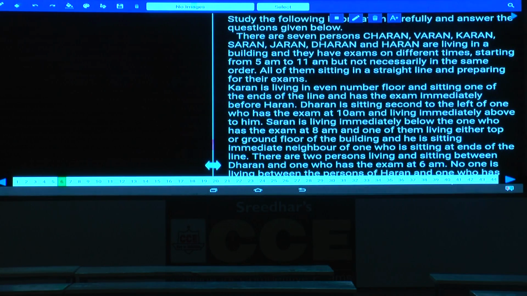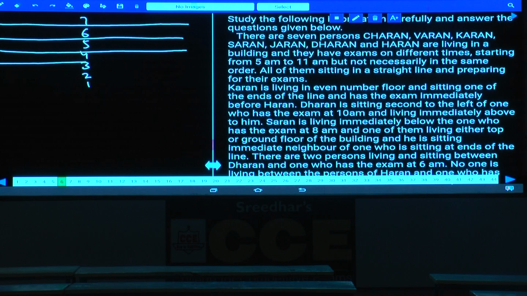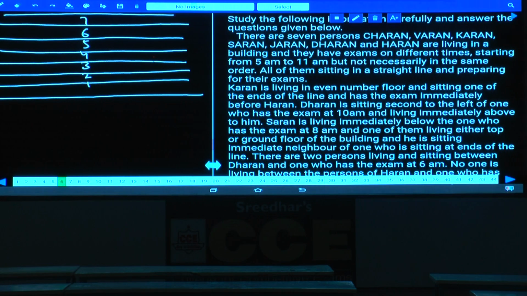Then how many are there? In total, we are having 7 floors: 7, 6, 5, 4, 3, 2, 1. And what are the other things that are to be identified here? First, we need to identify the person, and what is the other thing here? The examination time, isn't it? The person and the examination time. Now all these 7 persons are seated in a row, seated in positions 1, 2, 3, 4, 5, 6, 7.